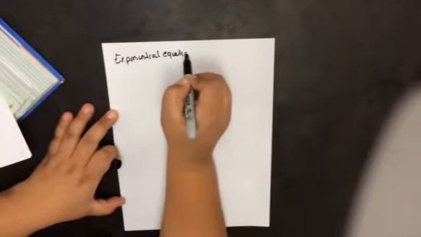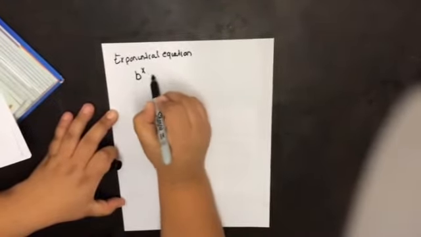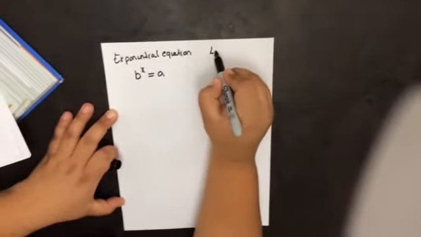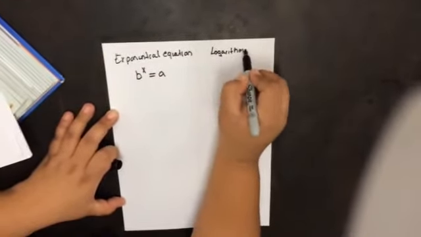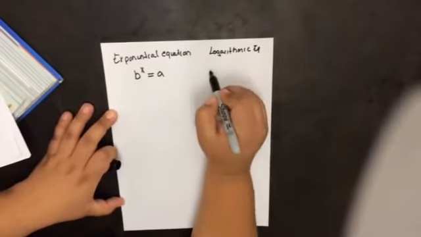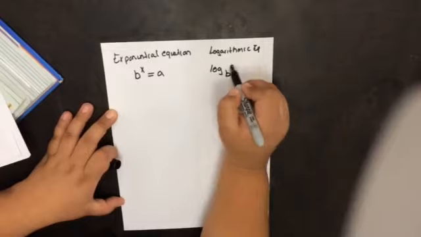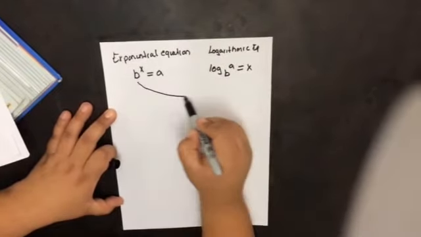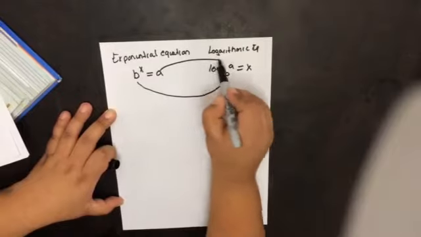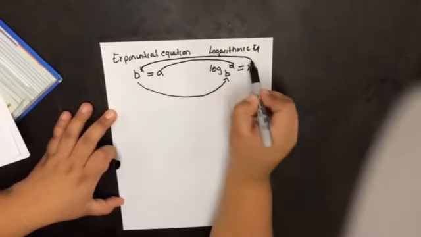So a logarithm is the exponent to which a specified base is raised to obtain a given value. So you can write an exponential equation as a logarithm equation and vice versa. For exponential equations, we write it in the form of b to the x equals a. And for logarithm, we write it as log base b of a equals x. So your b goes here, your a goes here, and your x goes here.